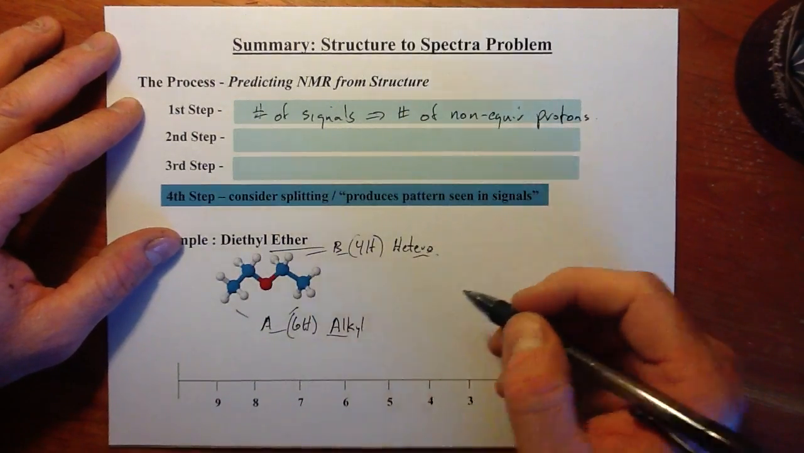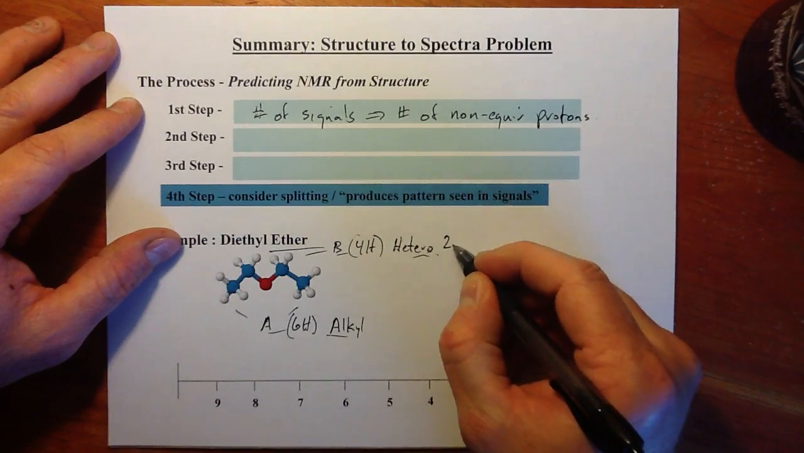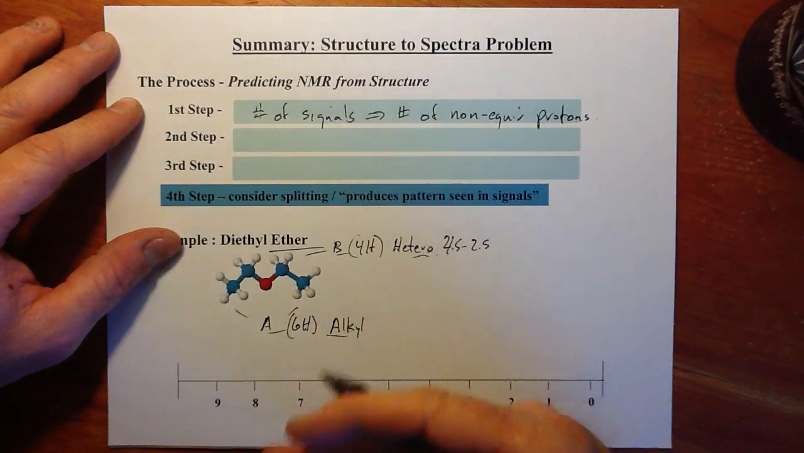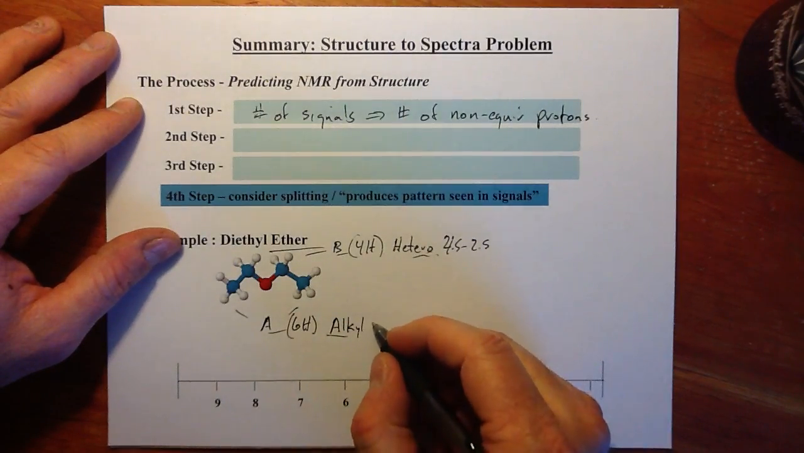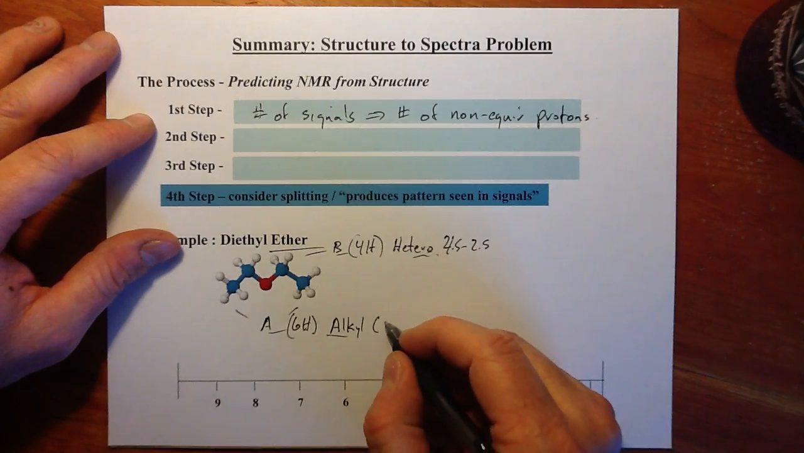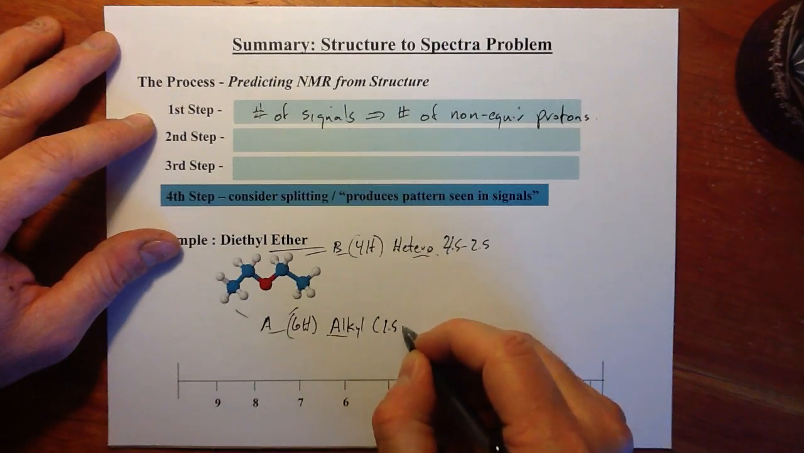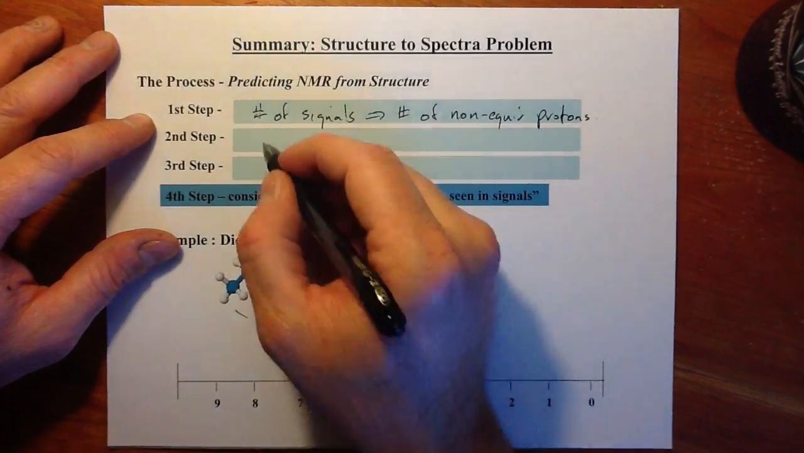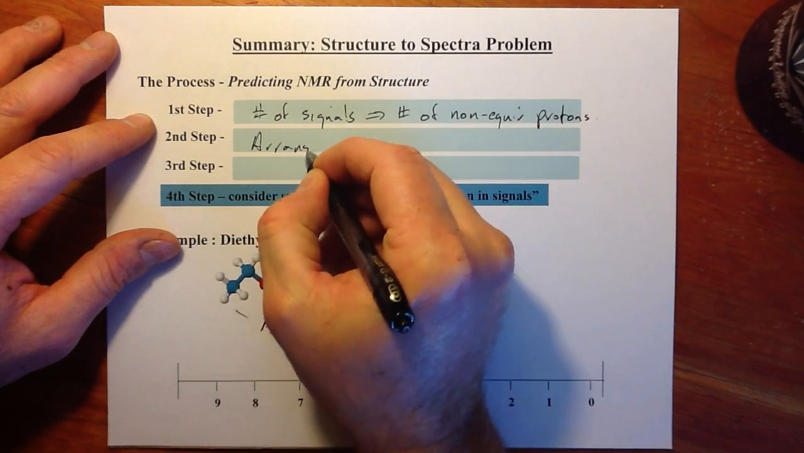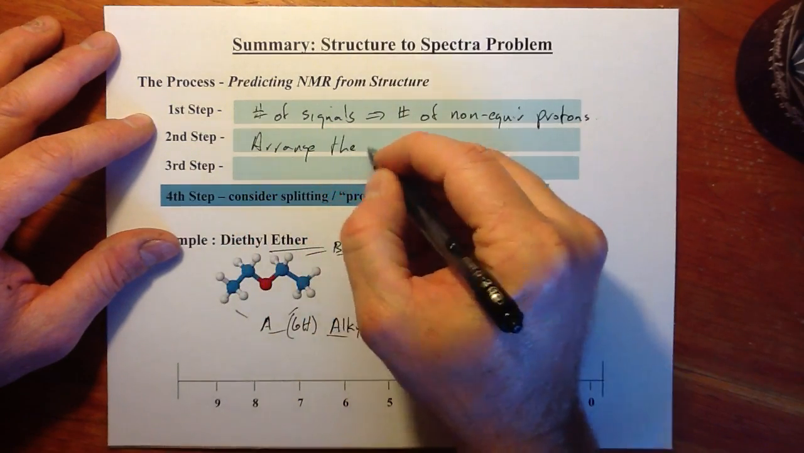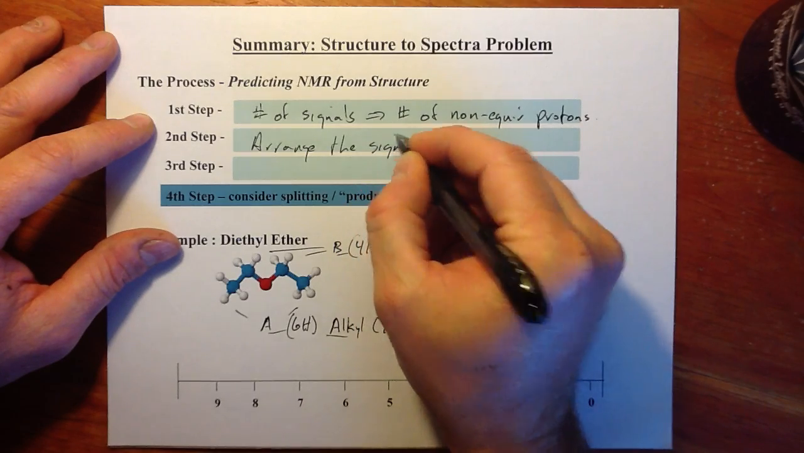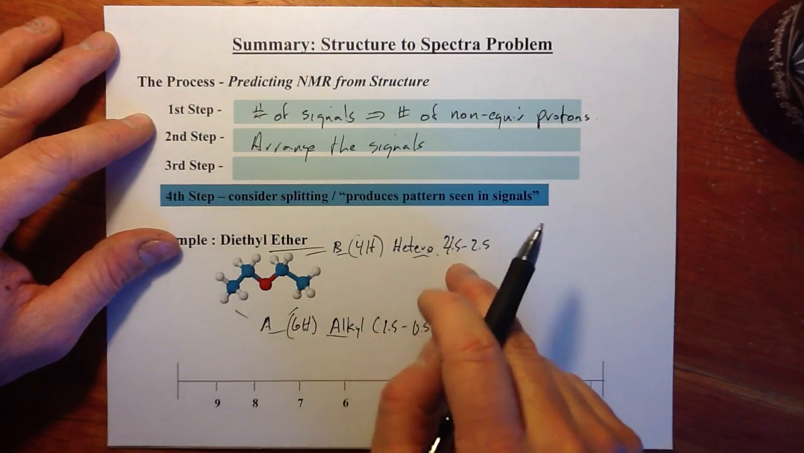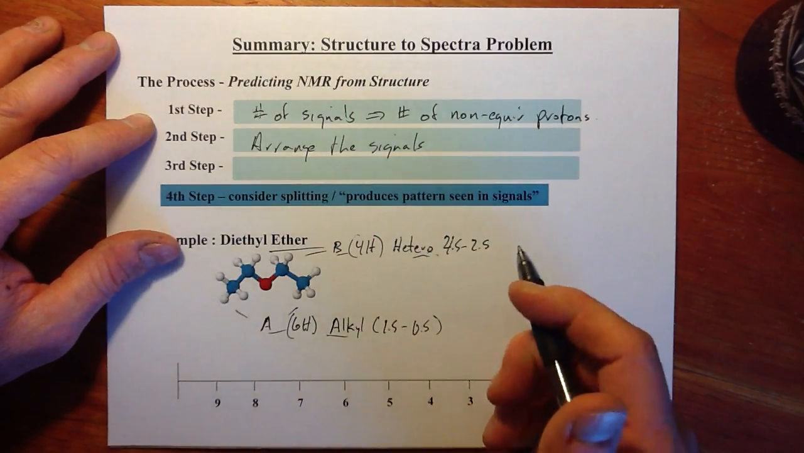We're getting ready then to bring them down. Heteroatom affected was 2.5 or 4.5 to 2.5. Alkyl was 0.5 or 1.5 to 0.5 parts per million. So this is just the way you can kind of work through the problem. We're kind of jumping into arranging the signals based on where in general they would fall. Be very careful. These are just ranges that they typically fall in.